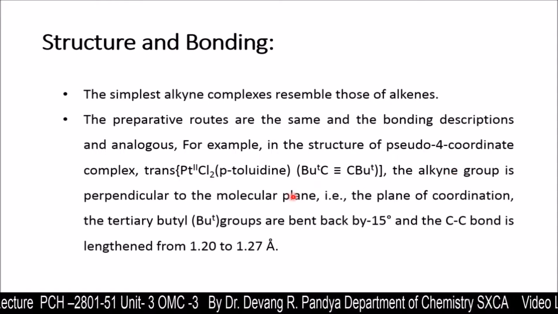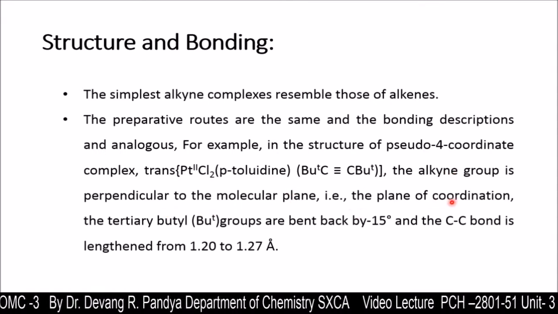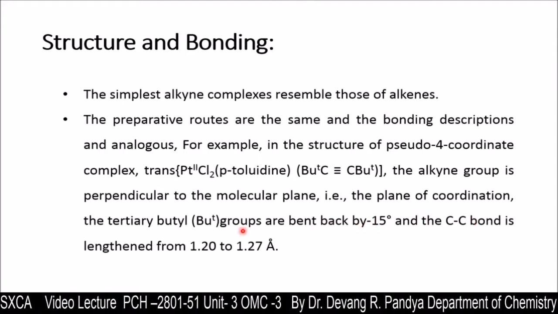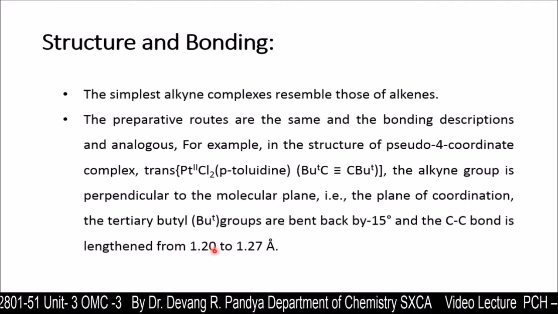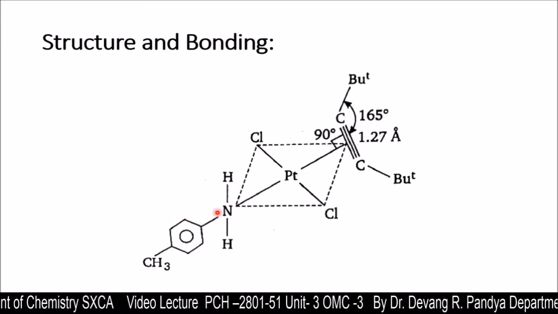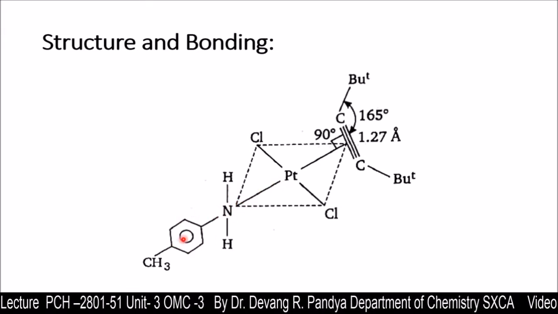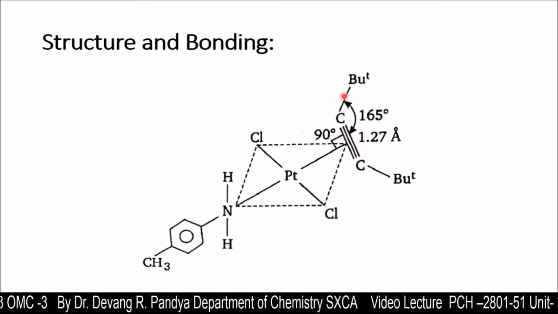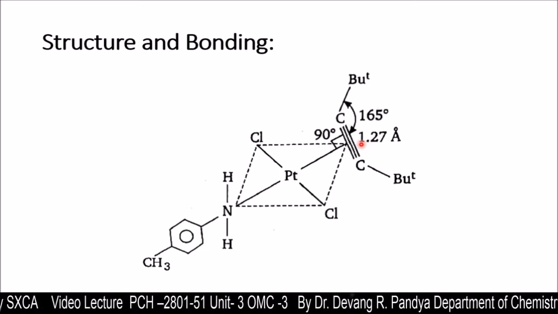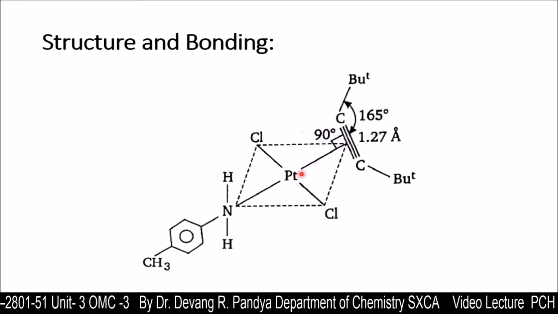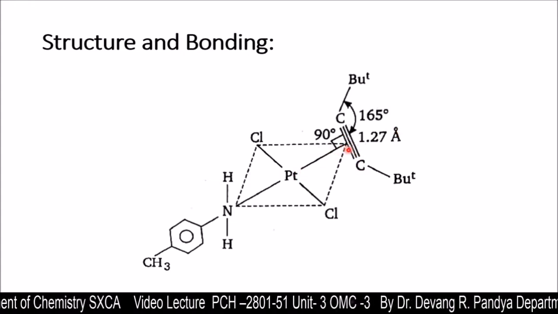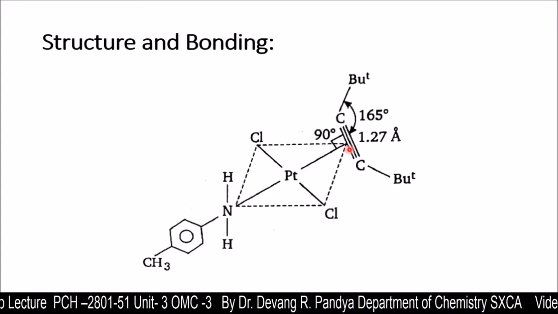In this complex, the alkyne group is perpendicular to the molecular plane, the plane of coordination, the tertiary butyl groups are bent back by 15 degrees, and the CC bond is lengthened from 1.20 angstrom to 1.27 angstrom. You can see in the structure over here, where this is the phenyl group, and the toluidine is going to attach over here, a bulkier group, and trans to it we have this alkyne, and here the tertiary butyl bends down a little more, and the carbon-carbon bond length is lengthened from 1.20 to 1.27 angstrom, and perpendicular it attaches to platinum. So this is as simple an attachment as alkene, and here the acetylenic ligand acts as a 2 electron donor ligand to the platinum complex.